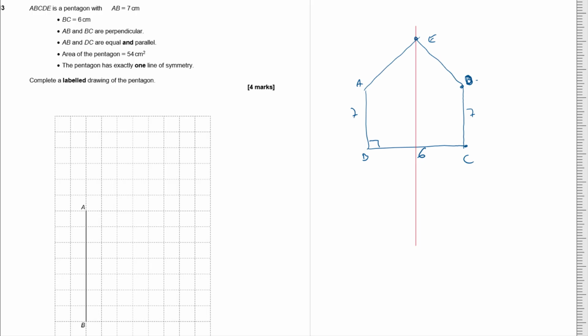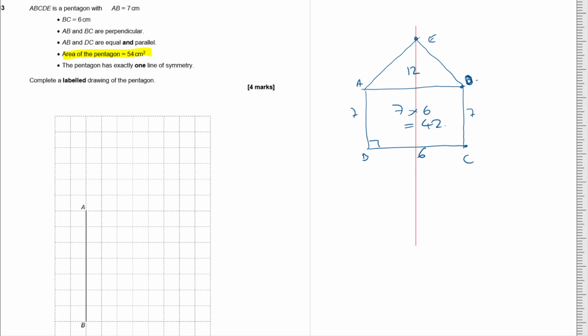Okay, now it needs to capture an area of 54. So already we've got this rectangle down here, which is 7 times 6. That's going to be 42. So that leaves the triangle part to have an area of 12.